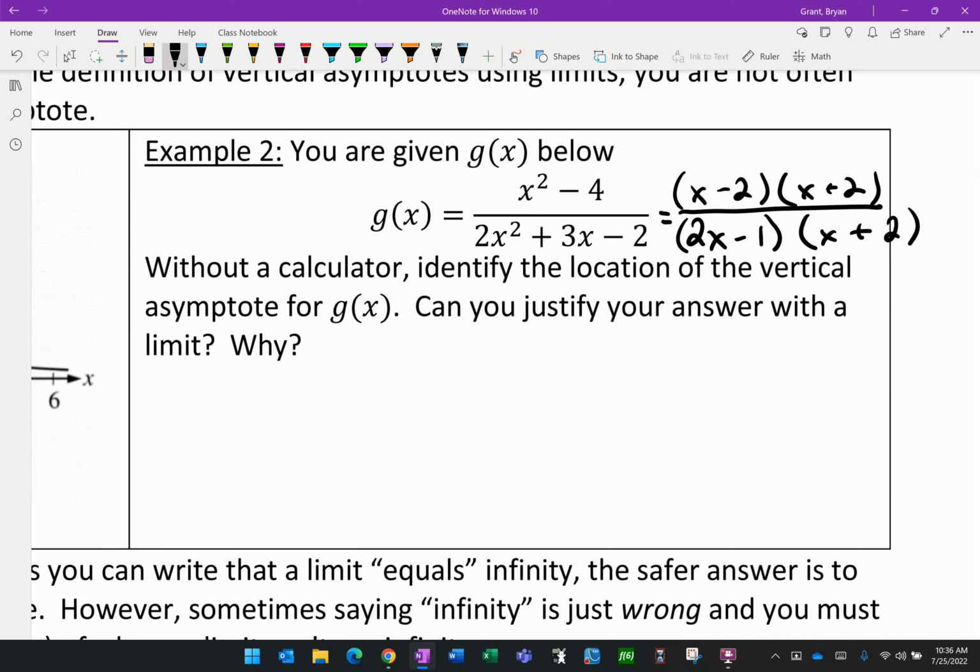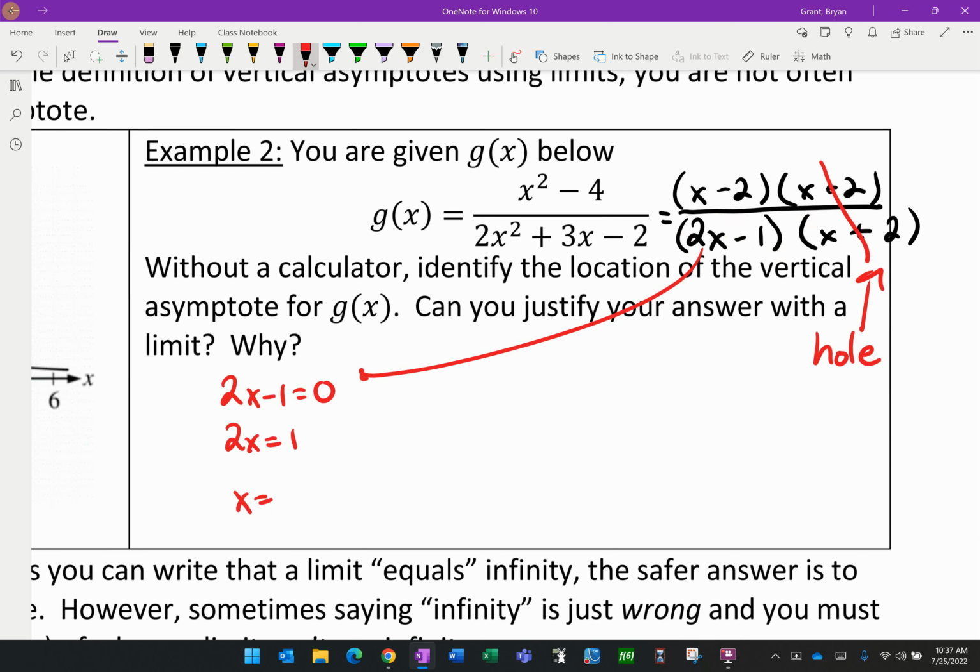Excellent. All right, so if we went through and looked at it like this, do you see where the vertical asymptote is going to be? Well, it's not going to be here. That is a removable discontinuity, or a hole. I think it's got to be this other guy, right? 2x minus 1 equal to 0. When 2x minus 1 becomes 0, the whole denominator is 0. We can't reduce that. Let's solve it though. 2x equals 1, divide by 2. x equals 1/2 is going to be my vertical asymptote.